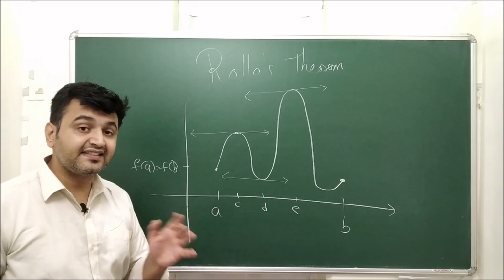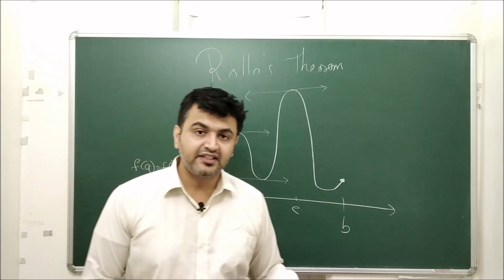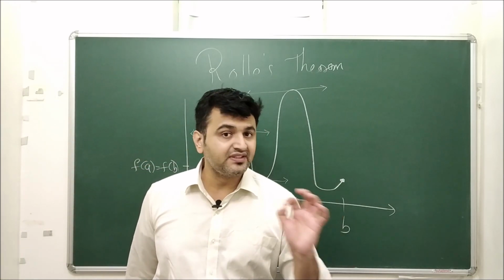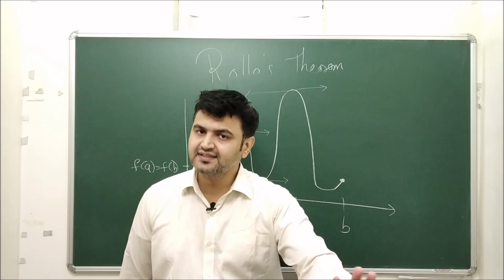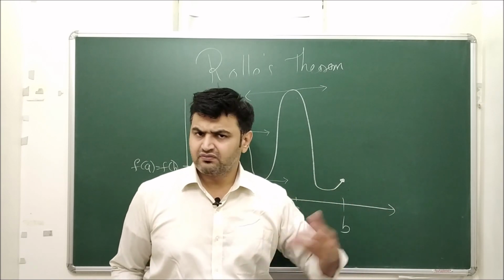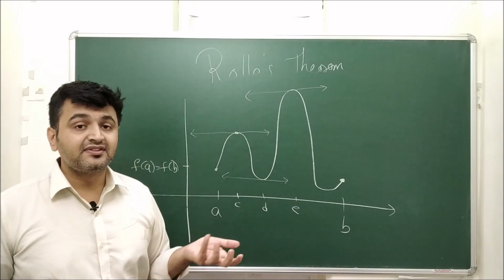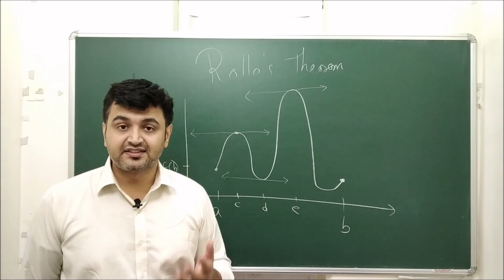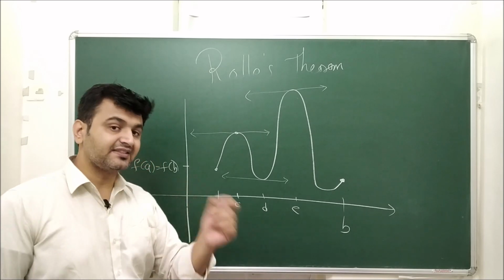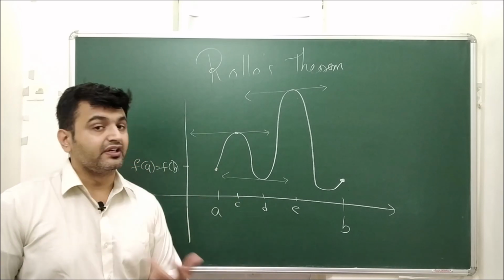So this is an existence theorem. This theorem does not say what that point c is. It says that there exists a point c. Which point? It will change from function to function. So this theorem is many times called one of the existence theorems, because it says there exists a point where the derivative is 0.